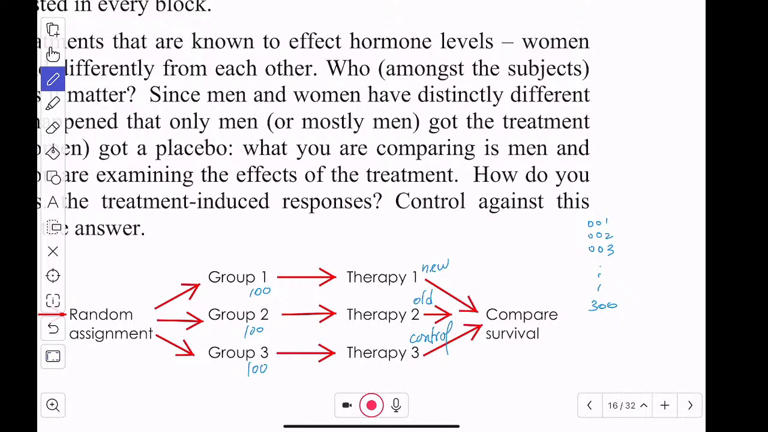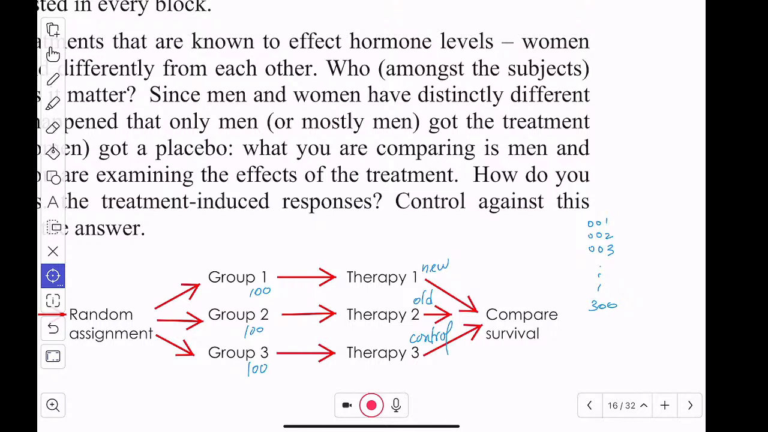And we'll compare their survival rates. So this is an experiment. I have a control group. I randomized, and I have enough subjects in each that I believe I should be able to see differences. But I did add in the statement of this experiment an issue.